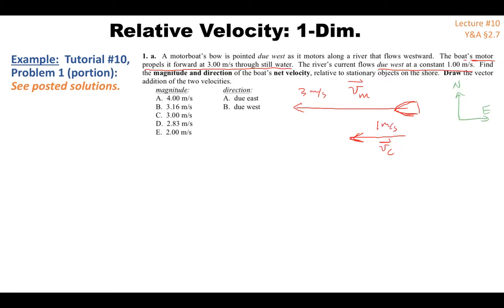Or, to use the notation that our book is using, you know what? Let's do that. This is the velocity of the boat with respect to the water, and then the current is the velocity of the water with respect to the shore. Okay, so B is boat, W is water, and S in this case is shore. And what we really want to find is the velocity of the boat with respect to the shore.